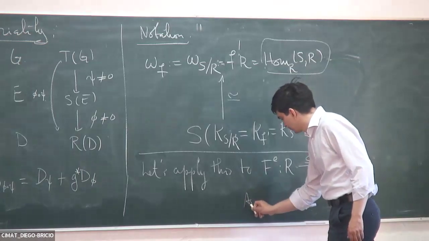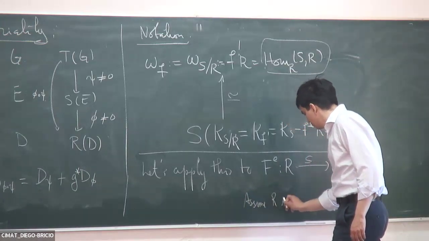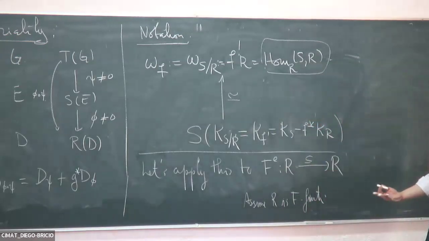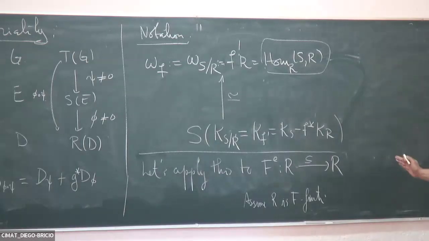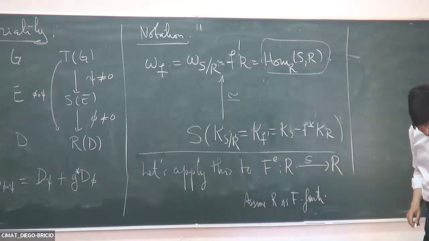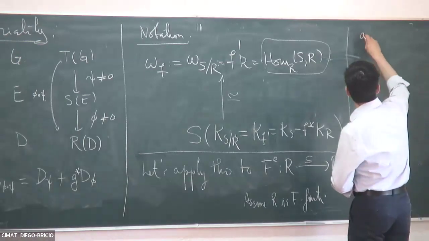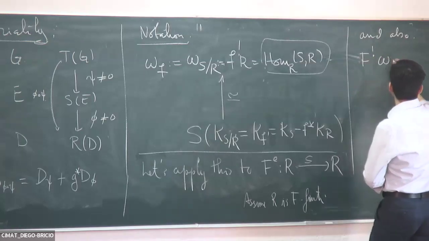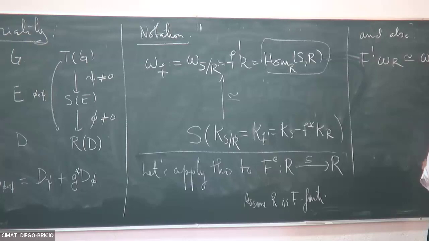Well, we're going to assume that R is F-finite, so that the Frobenius is a finite cover. So assume R is F-finite, so that Frobenius is a finite extension. This right here is the single most important instance for which finiteness is important for what we're about to do. And one more hypothesis, a very famous hypothesis, that F upper star of omega R is isomorphic to omega R.